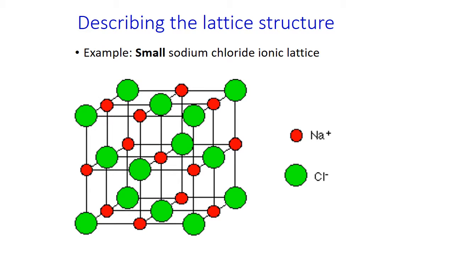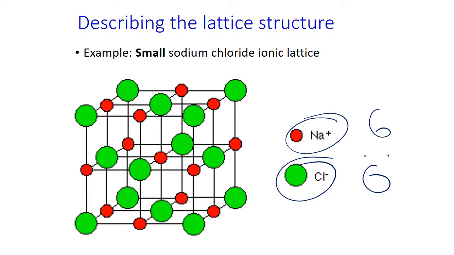So in terms of describing the lattice structure, here's an example of a small sodium chloride ionic lattice. Every sodium ion here is attached to 6 chloride ions, and each chloride to 6 sodium ions, so it's a 6 to 6 ratio, or 1 to 1. That's why we have the formula as sodium chloride. And you'll also notice the bond distance is equal for each of the sodium chloride ion interactions in each direction. That means the bond strength is equal for each of those electrostatic interactions.